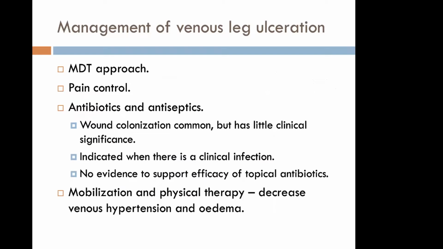Now, with these patients, a multidisciplinary team approach is vital. You need to address a number of things. The pain needs to be controlled. Antibiotics and antiseptics can be used if there's a clear clinical infection, but if there's no infection, there's no point in using them. Mobilization and physical therapy are also critical because they decrease the venous hypertension and the edema. Moving along. In addition to these, you need to offer these patients compression. You can move to the next slide.